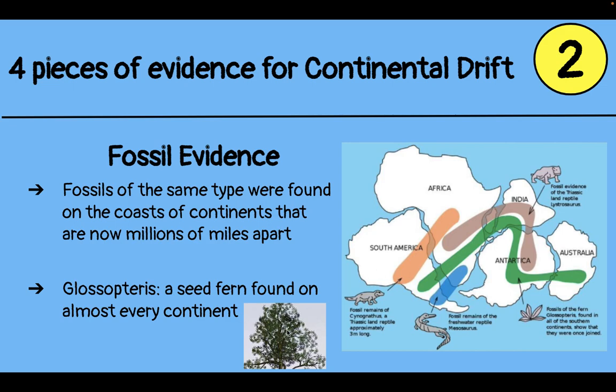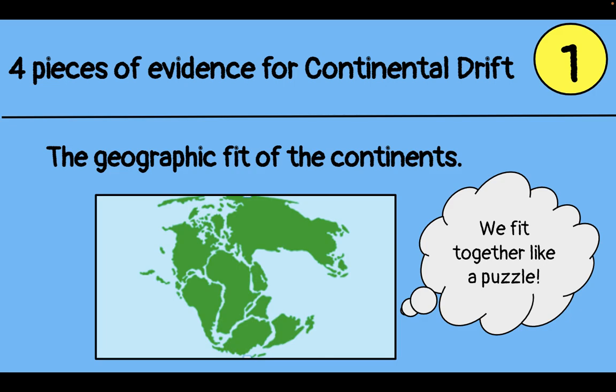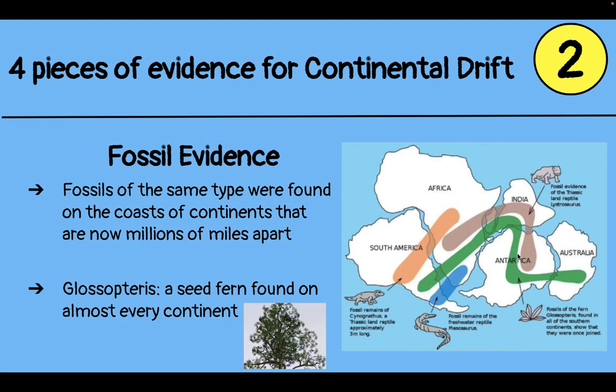It's a seed fern, and it's found on almost every continent. But what's crazy was that I read that the seeds are so large that they couldn't have been transported by boats, cars, anything like that. So it's strange to think how it was on all those continents. So that's our second piece of evidence. Our first one was that they all fit together. Our next one was the fossil evidence.